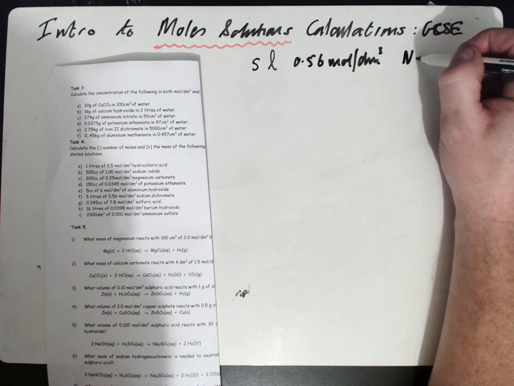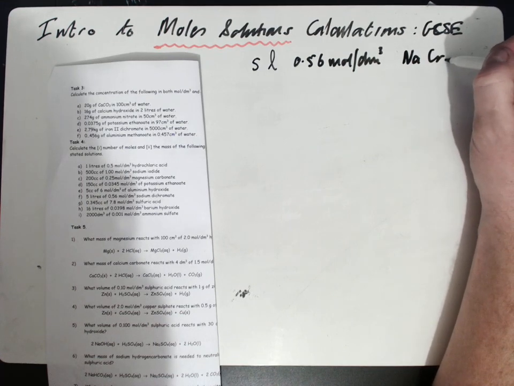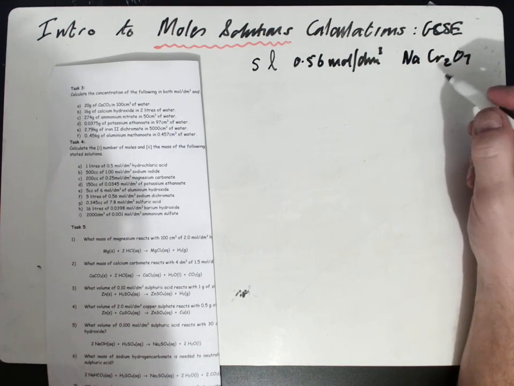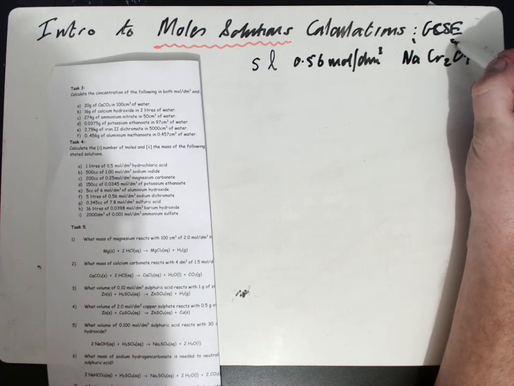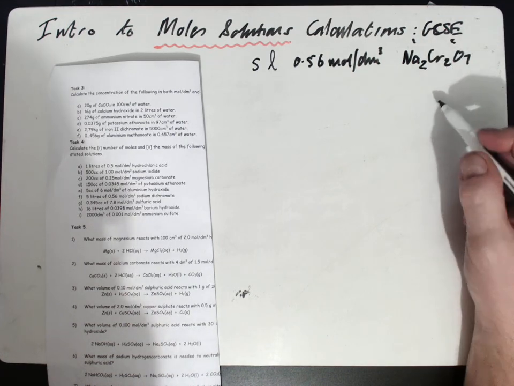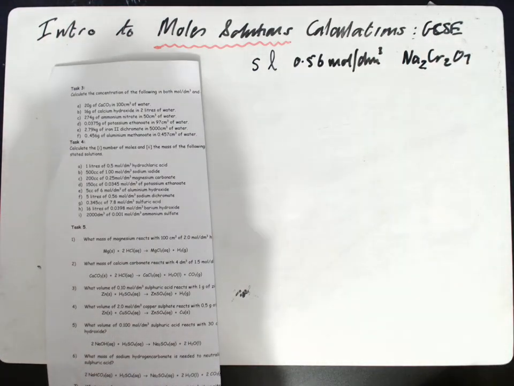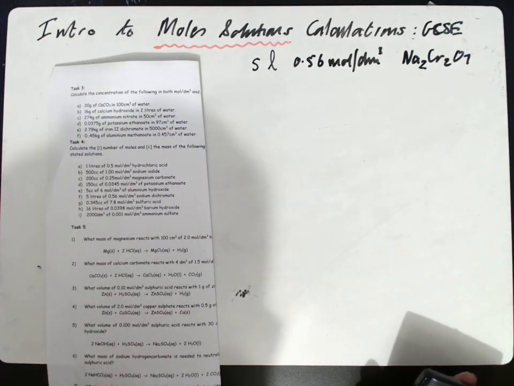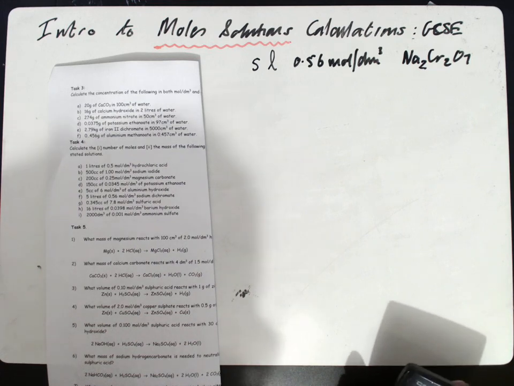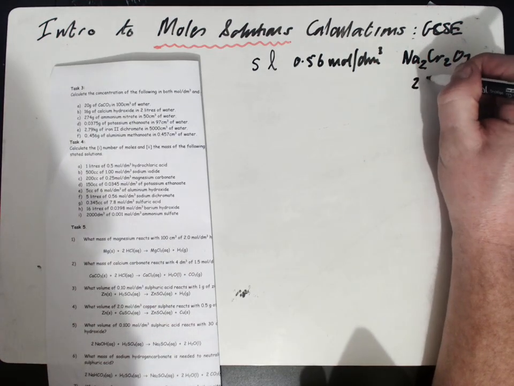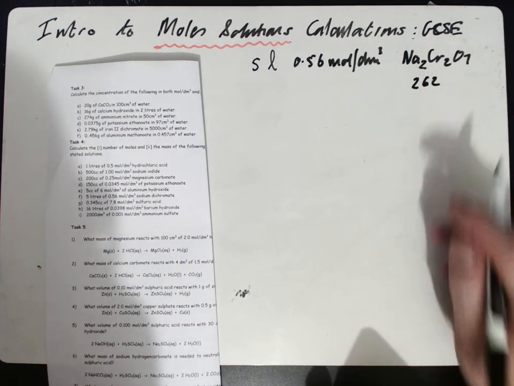And again, you need to be good at writing your formulas here in order to get the sodium dichromate formula right. Sodium is 1, dichromate is 2. So we do our swap and drop. So that's the formula of sodium dichromate. Okay, we'll just very quickly work out the RFM of that. The RFM is relatively high, as we would expect, 262.